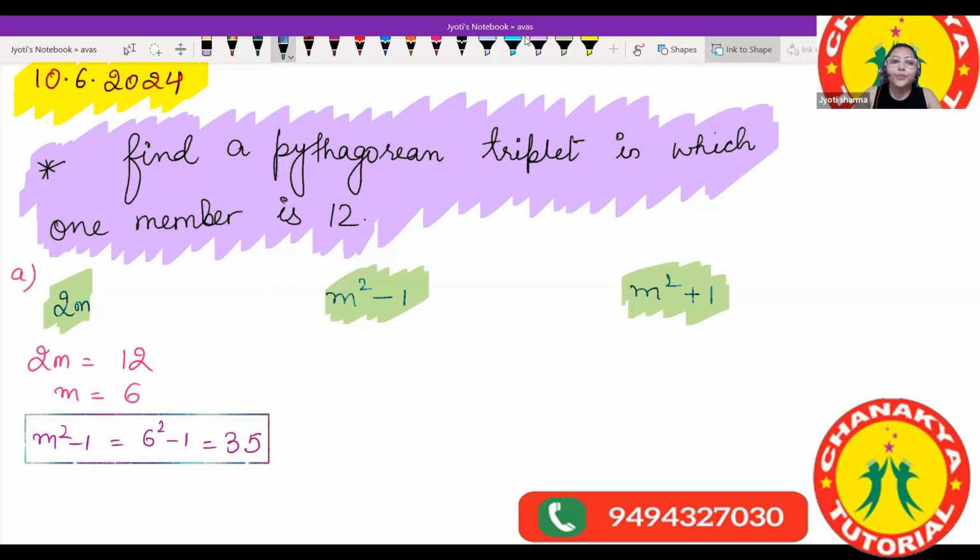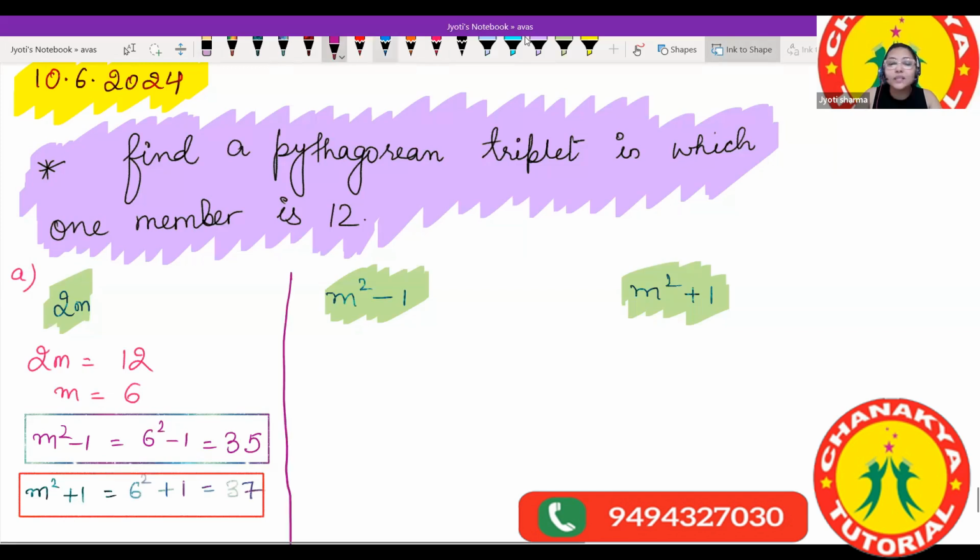Fine. Now the next one is m square plus 1. So 6 square plus 1, which is 6 sixes are 36, plus 1, 37. So another member of the Pythagorean triplet. This is one triplet you got. Okay, are you getting my point? If you are taking 2m, this is the one triplet you got here. Is it clear? Am I right?